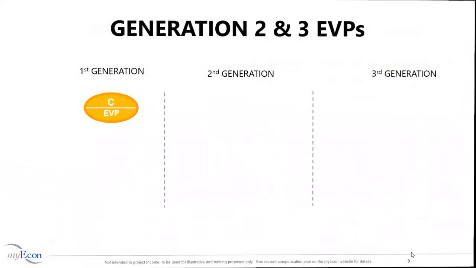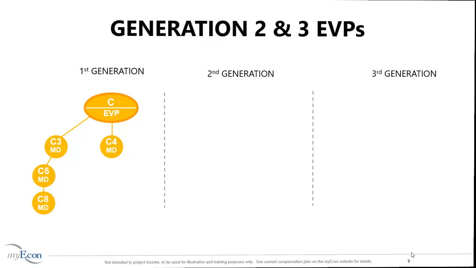Let's take a look at how generations are created. Remember, in our initial example, C was the third person you sponsored, and therefore was the first person that started your base shop. When C sponsored his first 2 marketing directors, C became your first generation EVP. C is now building his organization. Each time a new marketing director enters C's organization, you will receive a generational override based on your current rank.